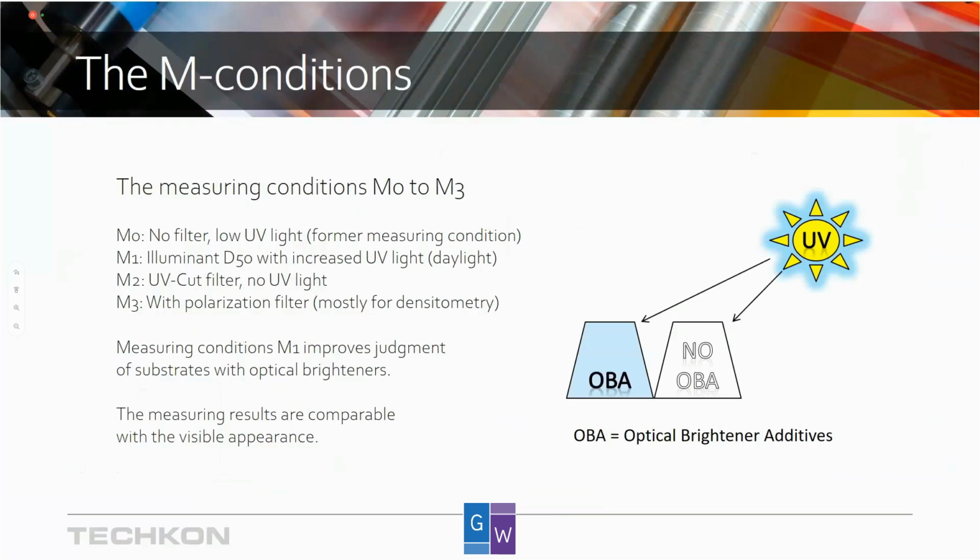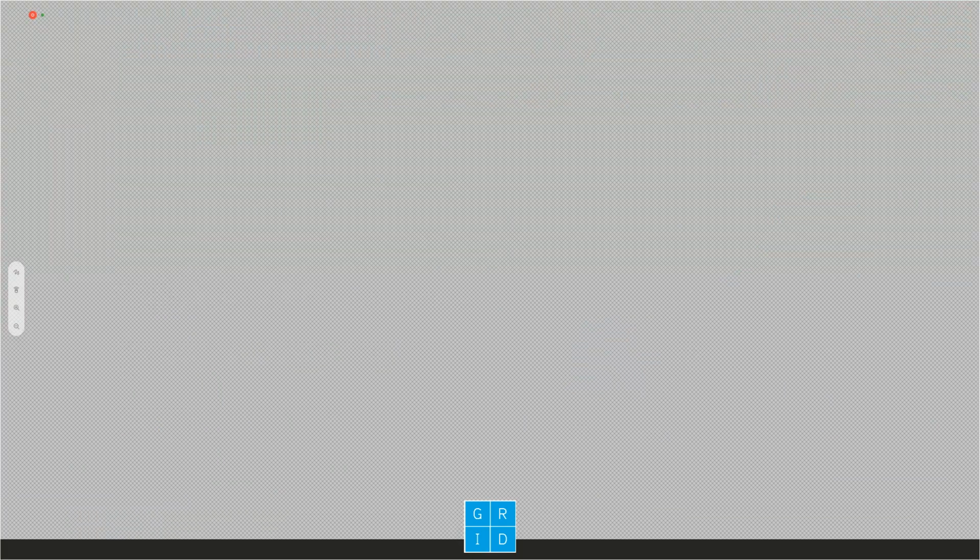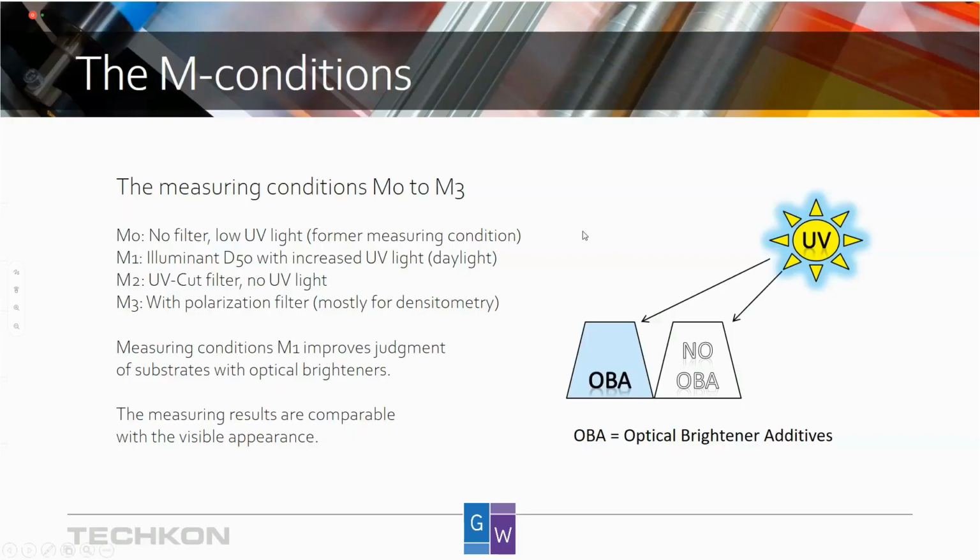In the latest development, we have also integrated M1, which means the illuminant D50 has an increased amount of UV light, and it is simulating daylight. In M2, we have a so-called UV cut filter. There is no UV light. And M3 is described for measurements with a polarization filter, mostly for densitometric readings.